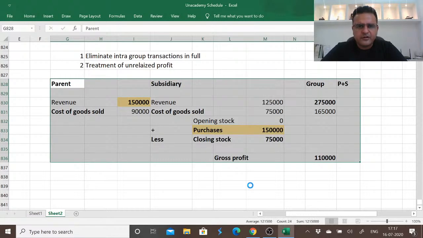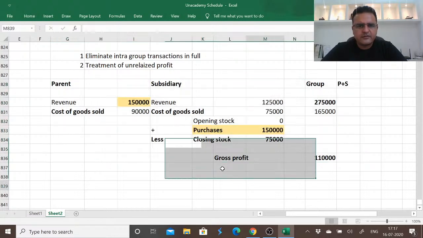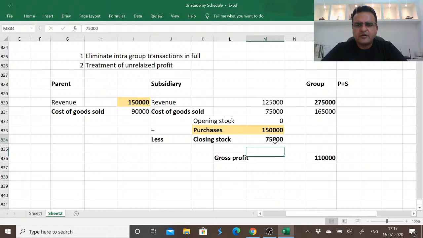In my example, if they had sold the entire stock, say zero closing stock, then purchases are 1,50,000 and the cost of goods sold is 1,50,000. They sold it for 2,25,000. If that was the scenario, even in this there is an intra-group transaction.